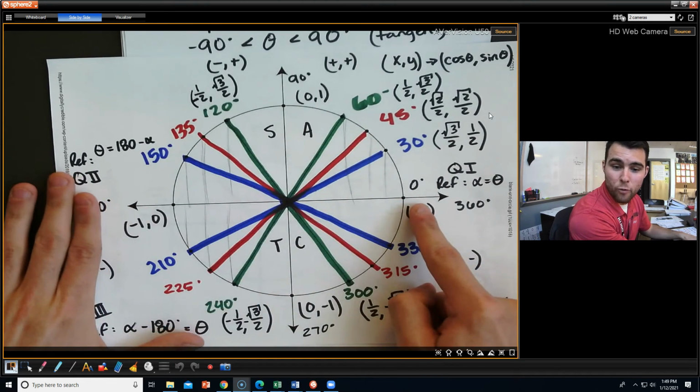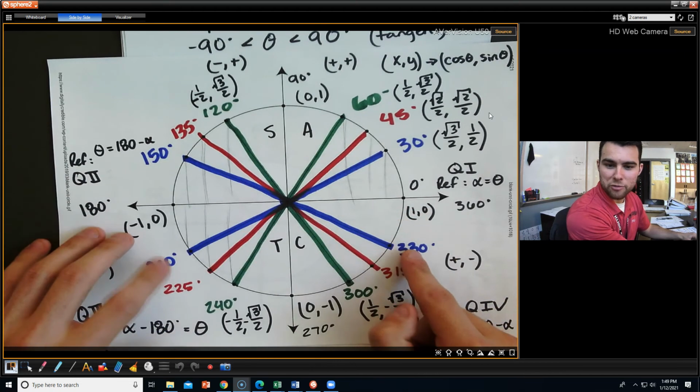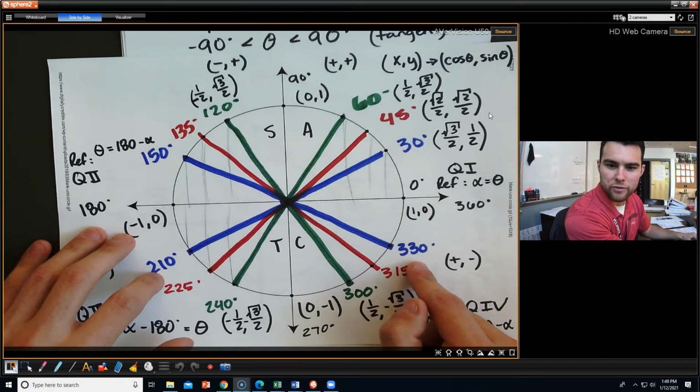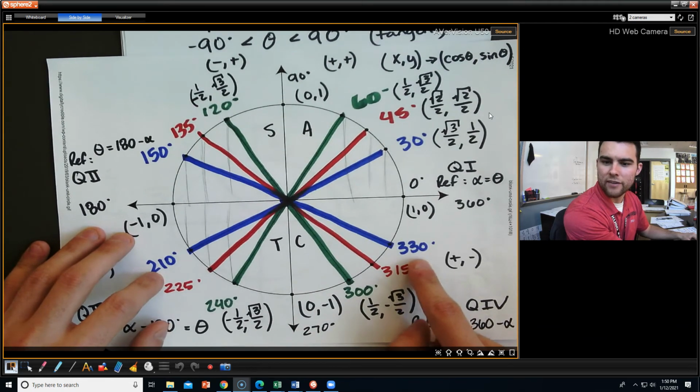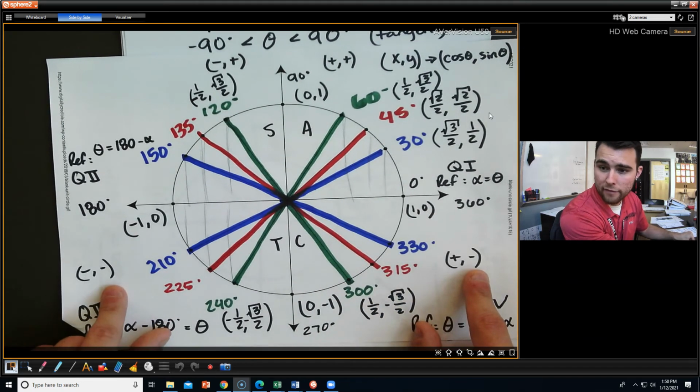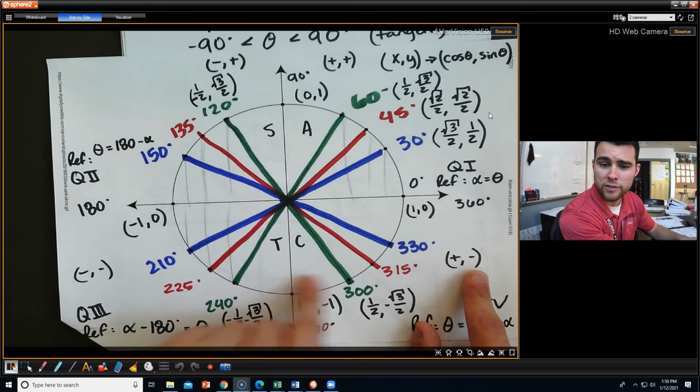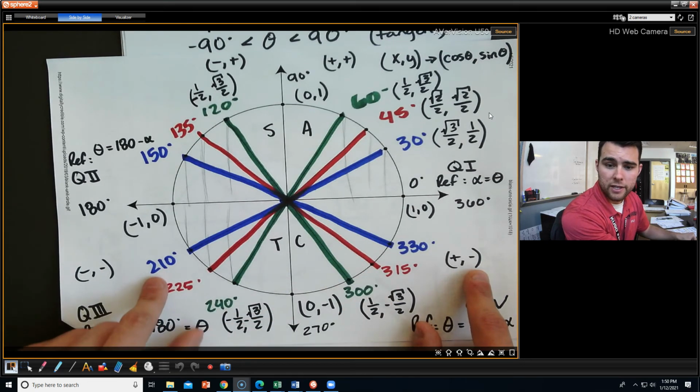So actually we don't want these ones right here. I know they're blue, and they give us the same value, but they give us negative 1/2, right? So that's why I didn't even include those when I was going positive, okay? So I want to skip those.